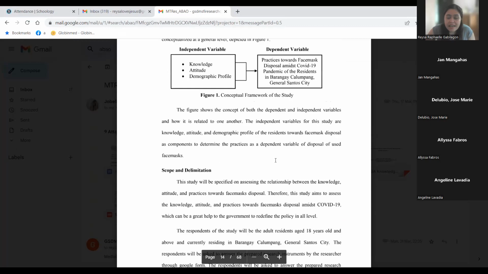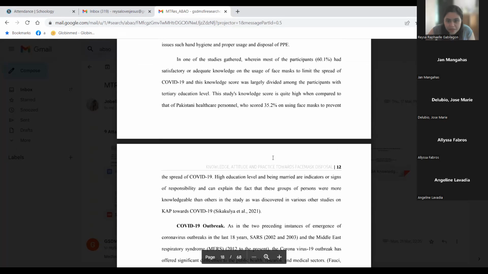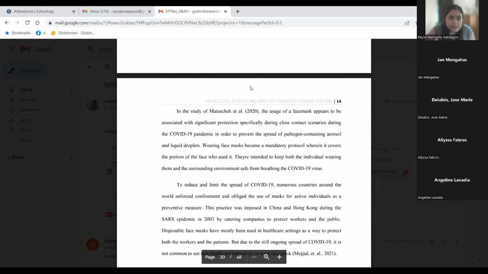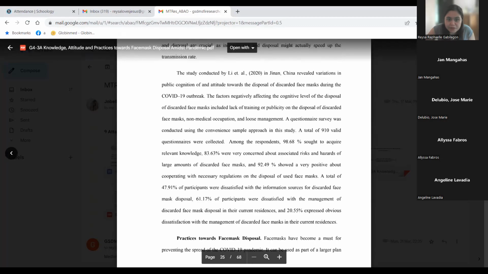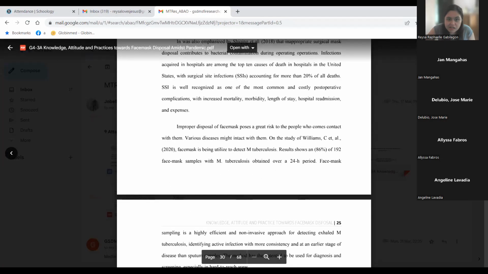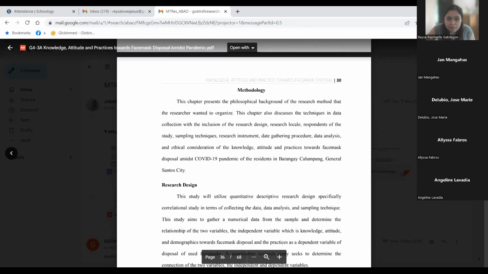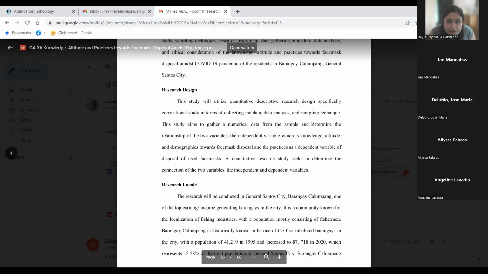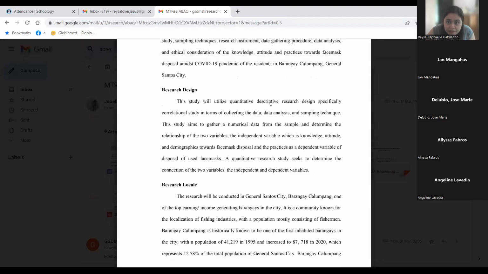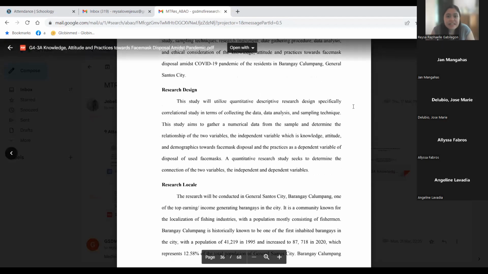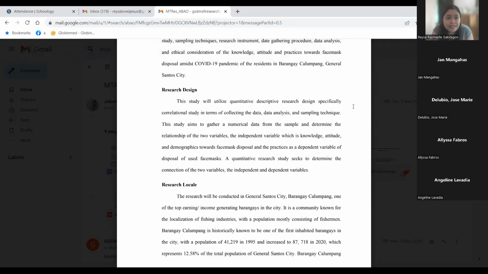So since this is asking about relationship, let's look at their research design. Tama ba itong sinulat nila dito? Or this one. Study will utilize quantitative, descriptive research design, specifically correlational study. Okay, this one is correct. So, quantitative, descriptive siya, but specifically, this is correlational since they want to determine if there is a significant relationship between their variables.